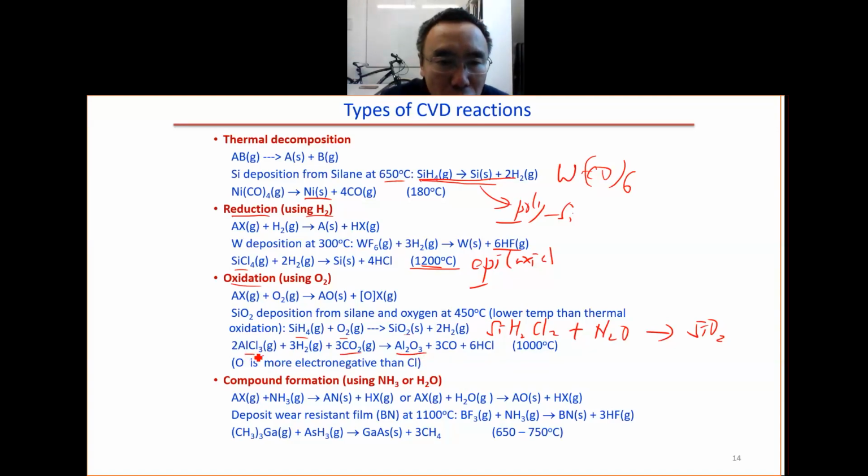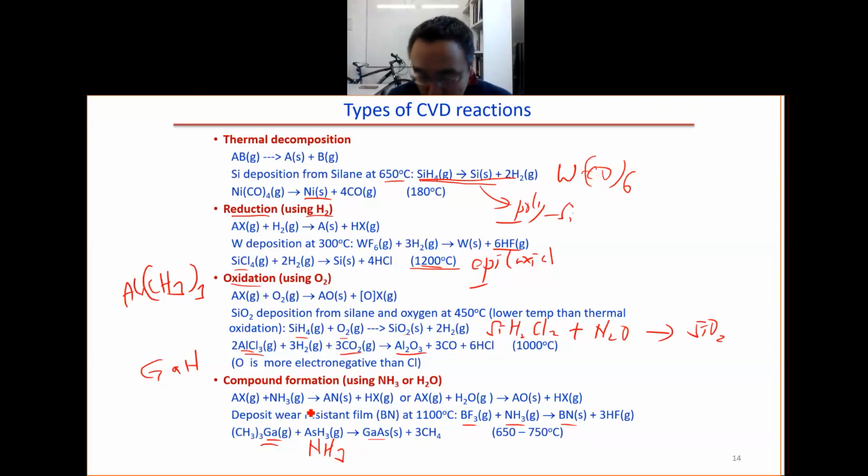Another source of aluminum is this one. This is also a popular source for aluminum. The last one is compound formation. For example, we use BF3 and NH3 to form boron nitride. Trimethyl gallium and arsine form gallium arsenide. We can also form gallium nitride by this gas plus NH3. This is the compound formation.